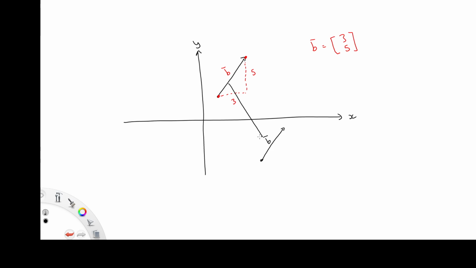These two are the same. Okay, B dash is the same anywhere in space. So I can place B dash over here. I can place B dash over here. I can place B dash anywhere I essentially like. So B dash is the direction vector.